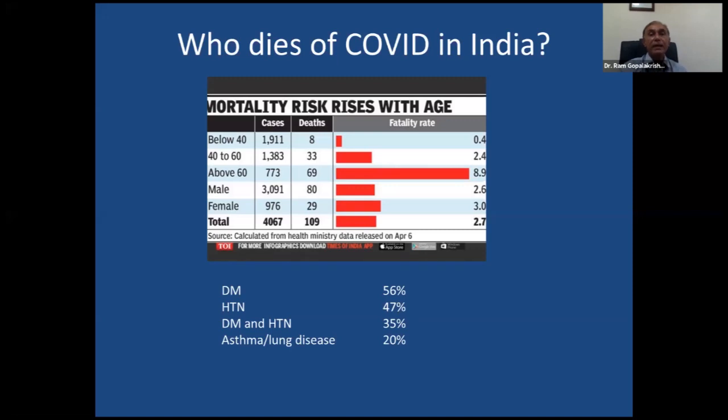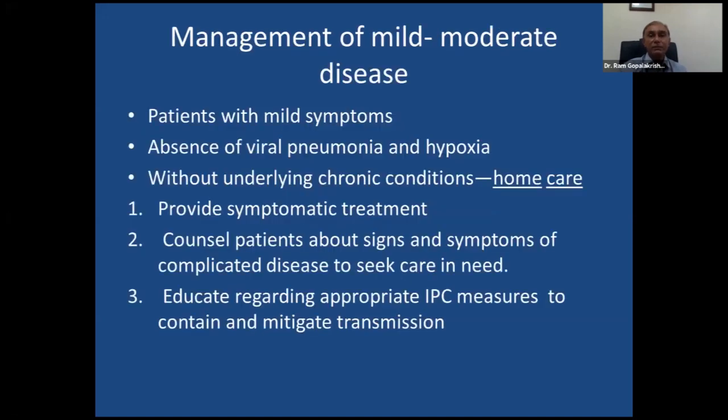with admission and treatment. So if somebody has mild to moderate disease and certainly absolutely no pneumonia or hypoxia, if they have no underlying chronic conditions, you advise them home care. Provide any other symptomatic treatment, counsel them about the risk of spread, self-quarantine them in order to mitigate community transmission.